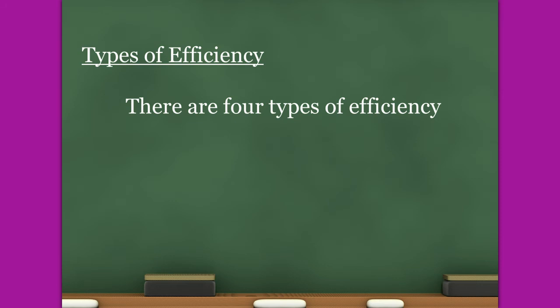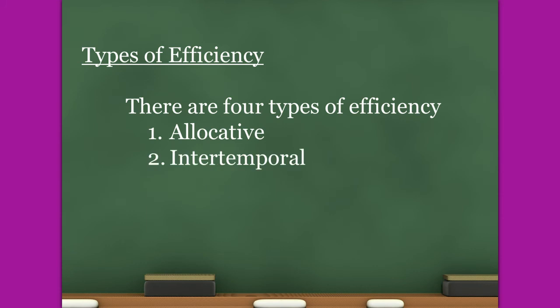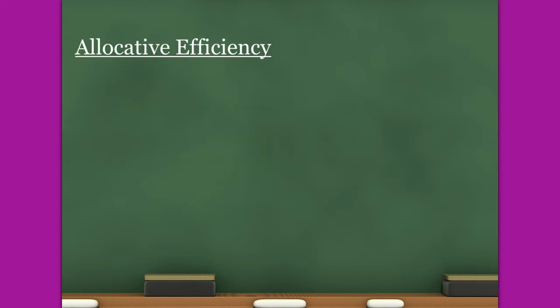Okay, there are 4 types of efficiency. You need to know these. These are all mentioned in the study design. First one is allocative, the second one is intertemporal, third one is technical, and the fourth one is dynamic. Okay, we'll look at each of those on their own right now. So the first one being allocative efficiency.